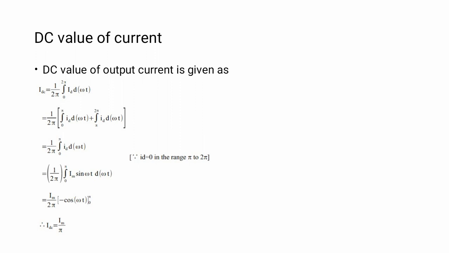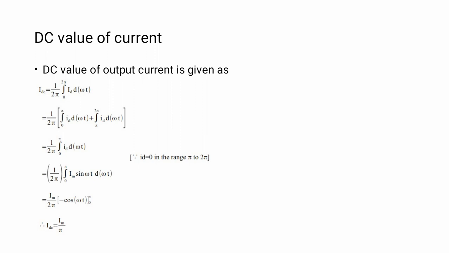So in the next line, we are segregating the 0 to pi and pi to 2 pi, and we are considering only the 0 to pi value because in the pi to 2 pi range ID is basically equal to 0. In the next line, we can put the value of ID, which is Im sin omega t, and after calculating the integration, we have IDC equal to Im by pi.